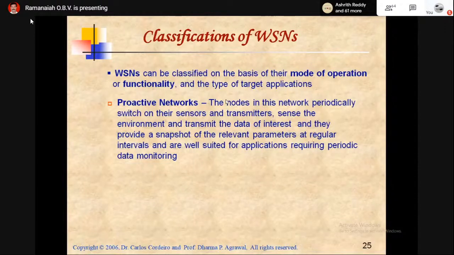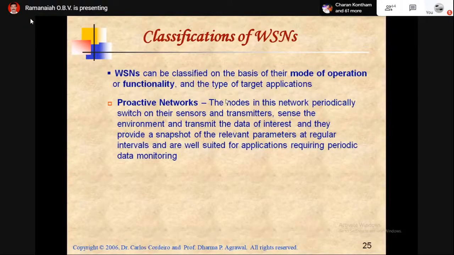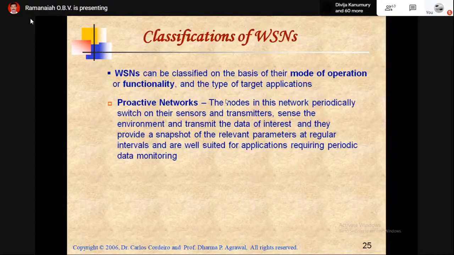Proactively, the nodes in this network periodically switch on their sensors and transmitters, sense the environment and transmit the data of interest, and they provide a snapshot of the relevant parameters at regular intervals and are well suited for applications requiring periodic monitoring, right? So it is proactive. There is no query that is coming from the base station to the sensor nodes. They are already programmed that way. So the network is proactive in nature.